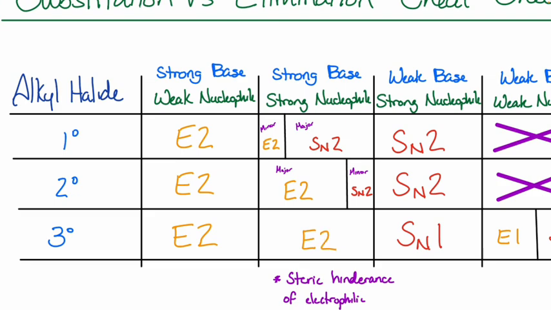Elimination, to the point where, once you have a tertiary alkyl halide, that electrophilic carbon is just no longer considered accessible at all. It's completely blocked up. Nothing can get to it very easily, and so you only have elimination reactions. Again, since it's a strong base, our elimination mechanism will be that E2 mechanism.